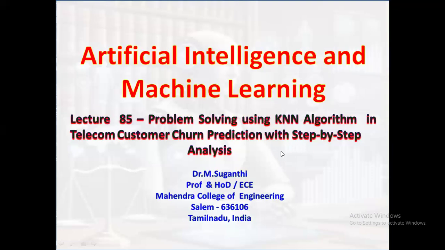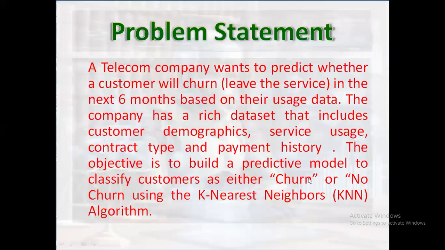We'll solve one problem by using this KNN algorithm, and this is the problem statement. In this scenario, a telecom company wants to predict whether a new customer is likely to churn, meaning leave the service or not, based on the behavior and history of existing customers. Churn prediction is crucial for telecom businesses to proactively retain customers and reduce revenue loss.